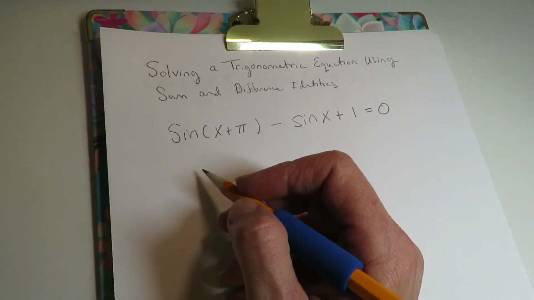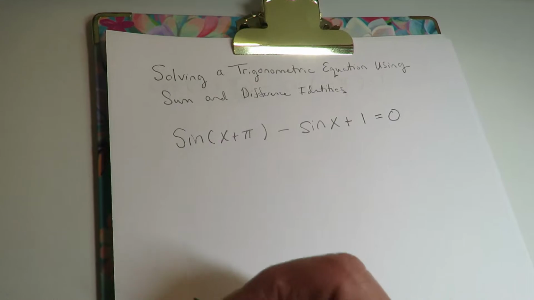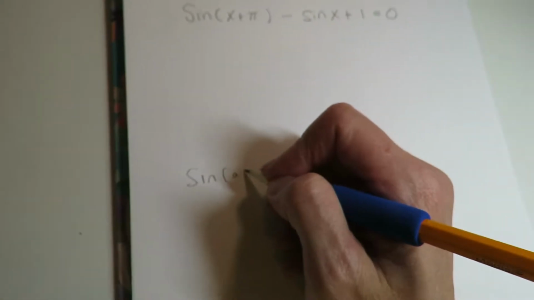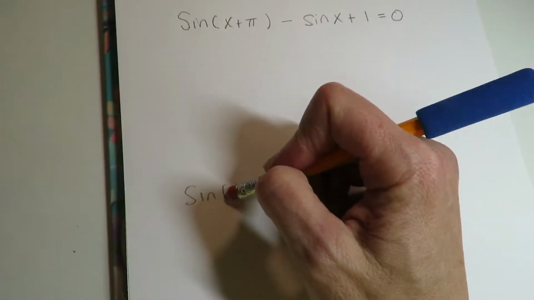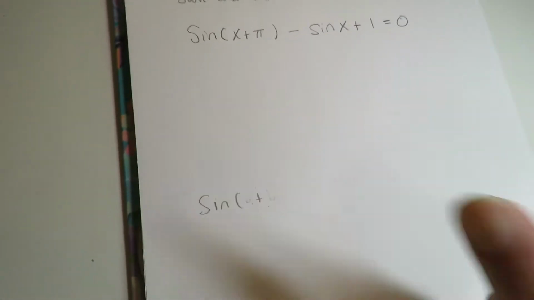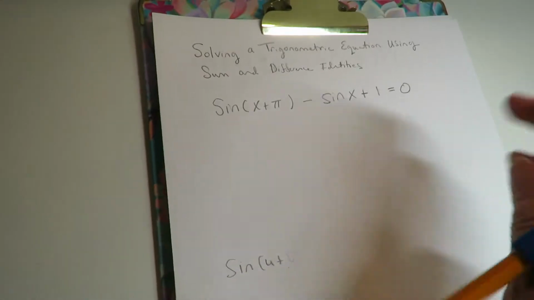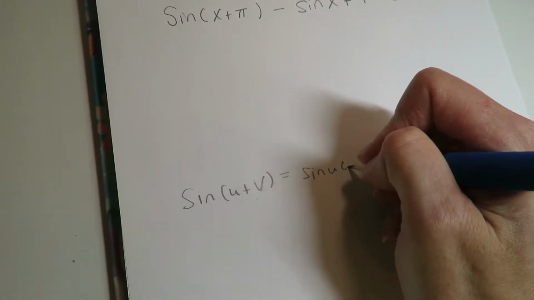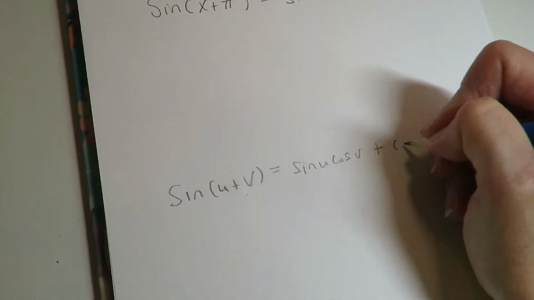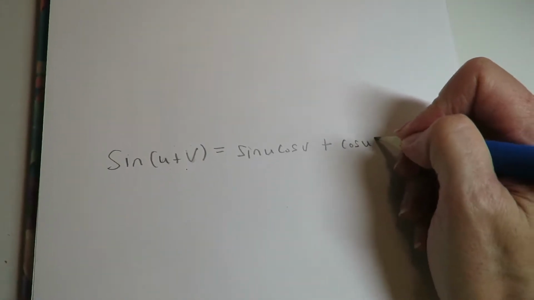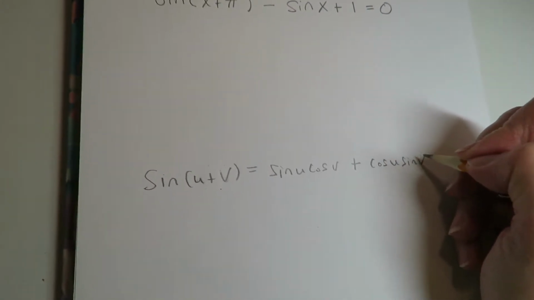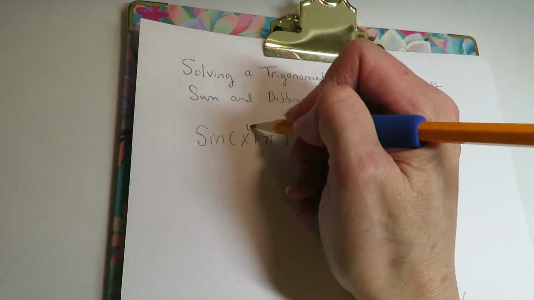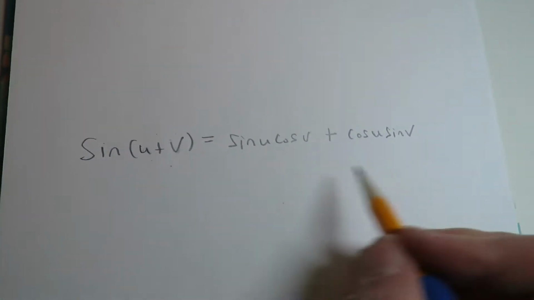So sum and difference formula for this one, the sine. So if you have sine of a plus b, let me do u plus v: sine u cosine v plus cosine u sine v. Okay, that's the sum formula for sine. This is the sum formula for sine. So this is u and this is v. So you're going to see me use this formula.